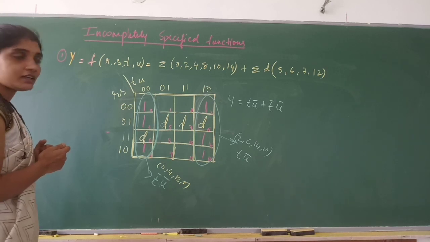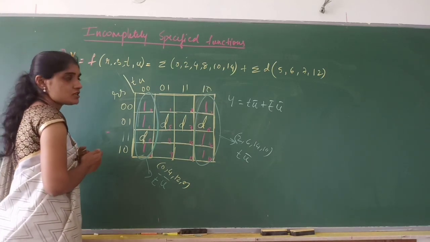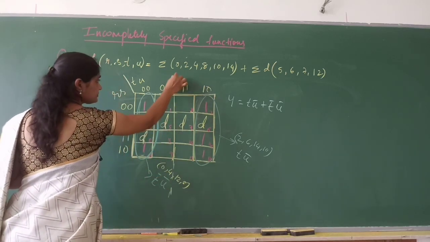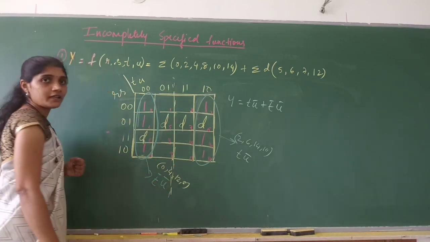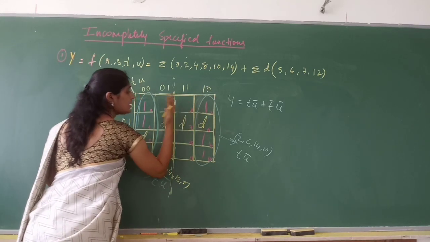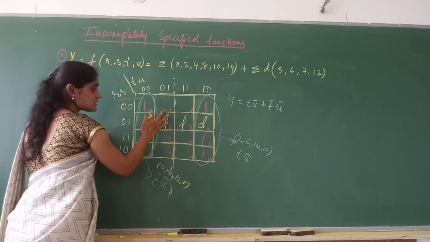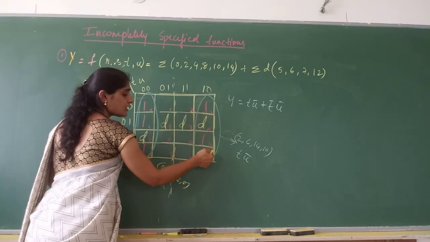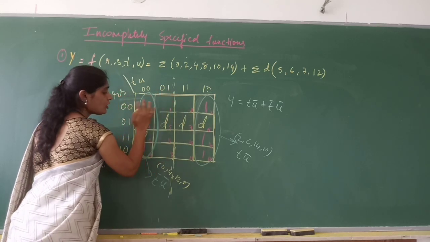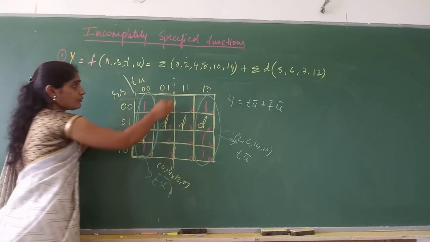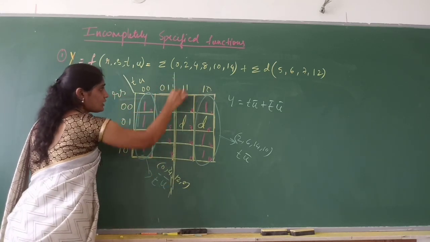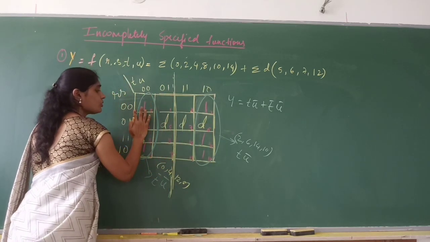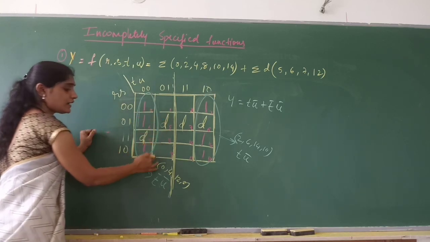Now let us see, this is a simplified equation. Just fold the K-map and check here. When you fold the K-map, we have 0, 4, 12, 8 and 2, 6, 14, 10. Are they not overlapping? When you fold the K-map, 2, 6, 14, 10 will exactly overlap on 0, 4, 12, 8.